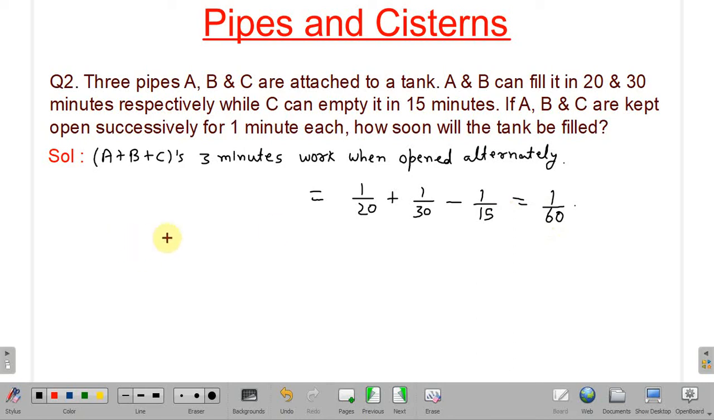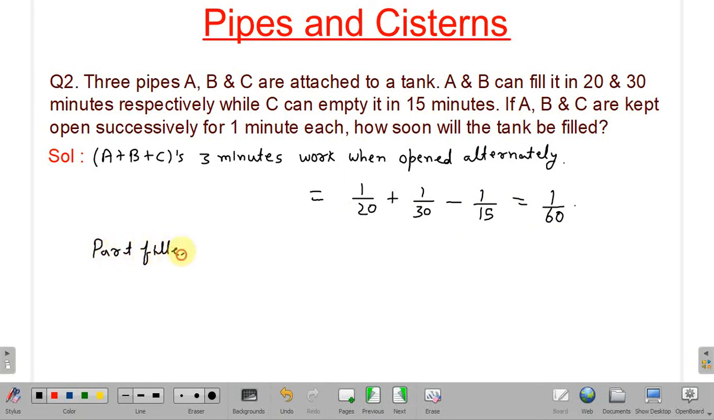Next, see, simply we can't calculate like ABC 3 minute work is 1 by 60. So in 180 minutes, okay, 3 into 60 minutes, the tank will get filled, because of the negative contribution of this. And this is not all pipes opened simultaneously, okay, it is working successively. So we have to use the hit and trial method. So instead of 60, we will assume a 55 minutes interval. Okay.